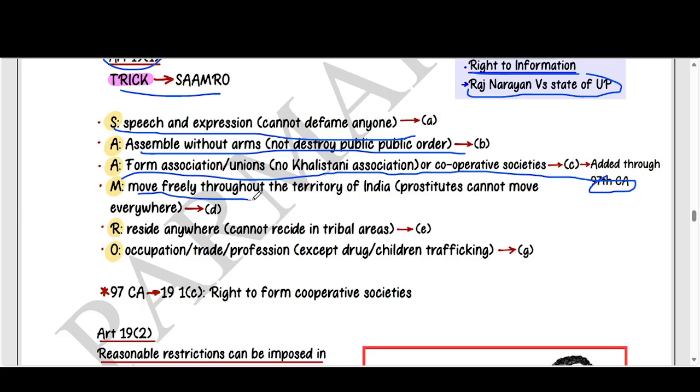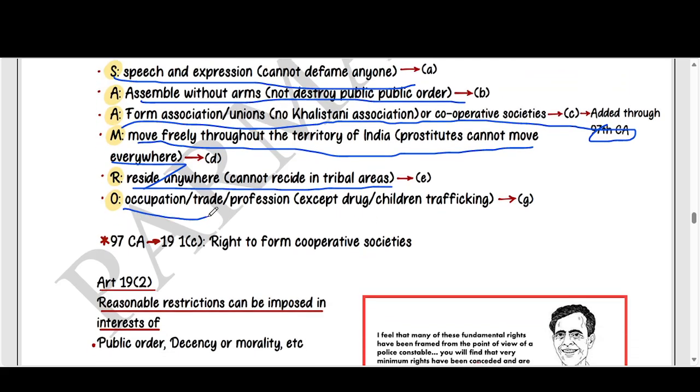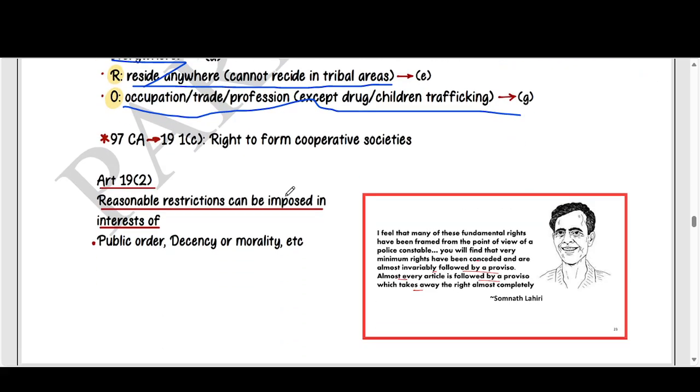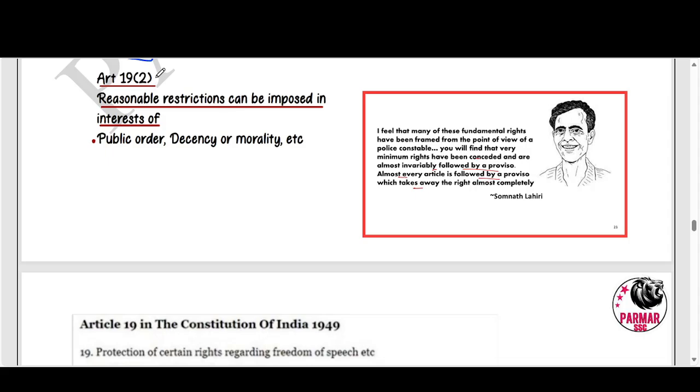Move freely throughout the territory of India. A prostitute cannot move anywhere. Reside everywhere, but one cannot reside in tribal areas. Occupation, trade, and profession are allowed, except drug and child trafficking. The 97th Constitutional Amendment added Article 19(1)(c), the right to form cooperative societies. Reasonable restrictions can be imposed in the interest of public order, decency or morality, etc.